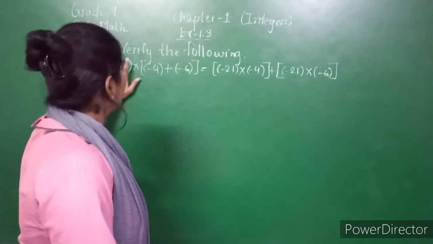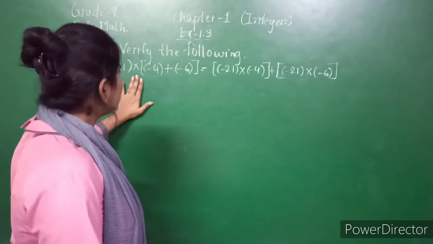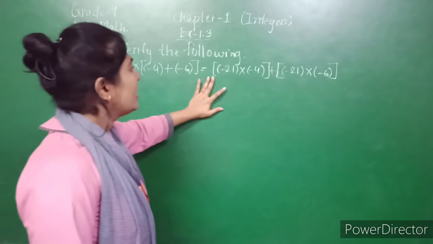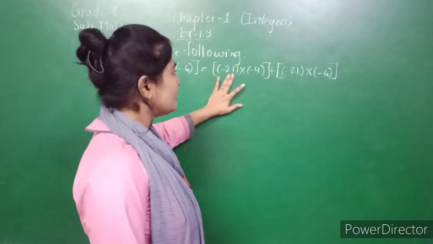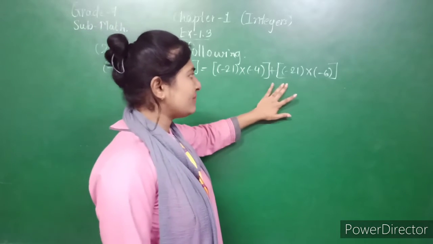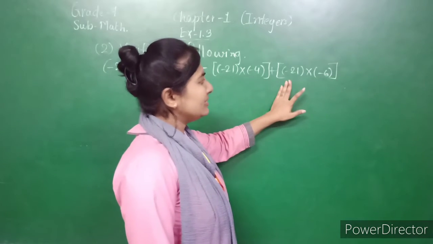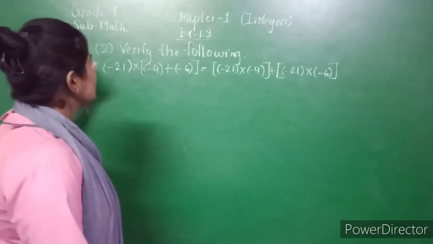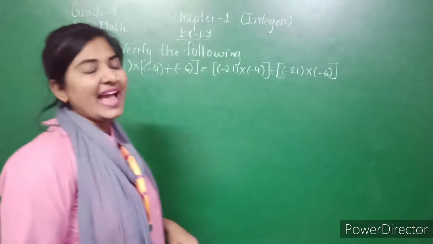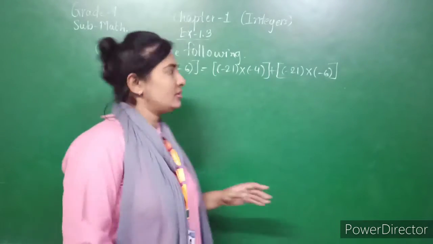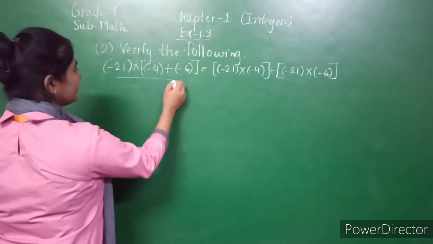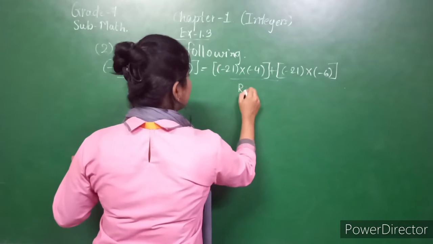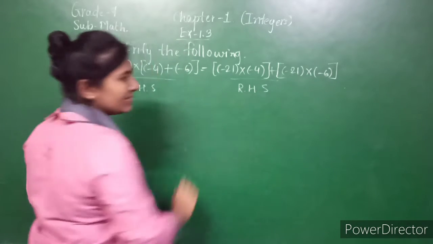Now next question, verify the following. Minus 21 into bracket minus 4 plus minus 6 bracket close is equal to minus 21 into minus 4 in one bracket, and in the second bracket plus minus 21 into minus 6. So here we have to prove whether LHS equals RHS or not. So this is given, that is LHS, and this is your RHS, left hand side and right hand side.